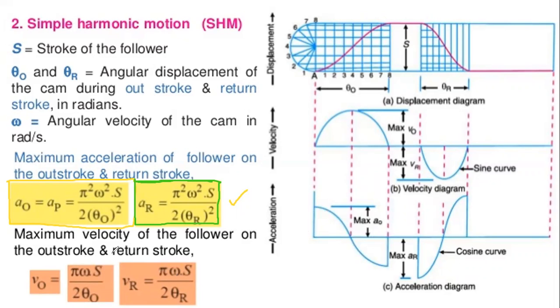Next, the maximum velocity. When we are going to take the maximum velocity of the follower on the outstroke and the return stroke, the velocity of O, that is V of O, or velocity for the outstroke, is pi into omega into s by 2 into theta of O. So this is the formula. Theta O is the angle, which we already know, and substituting it gives the value. Next, velocity of r is taken, that is pi into omega into s by 2 into theta of r.